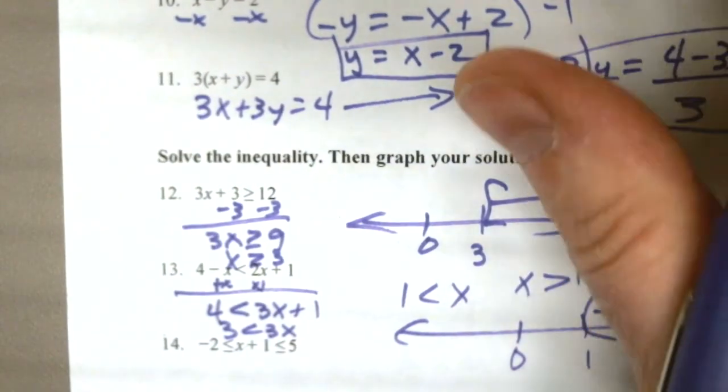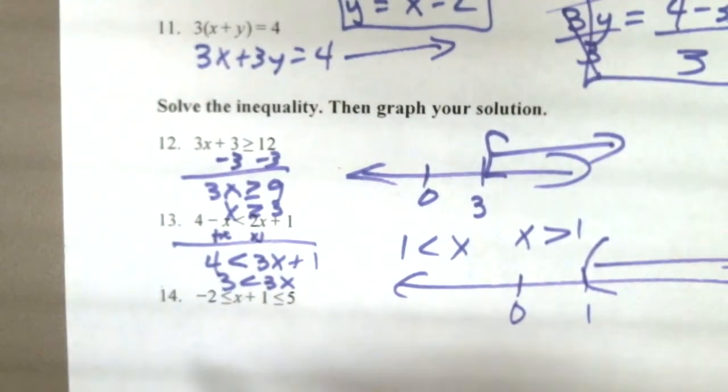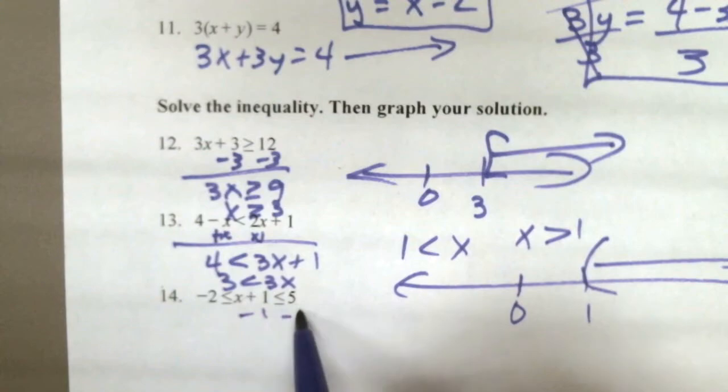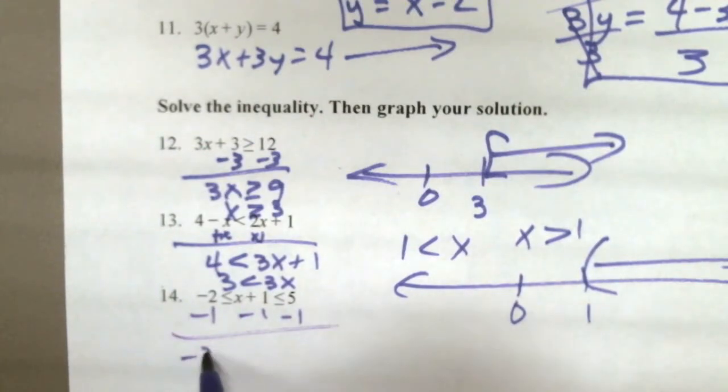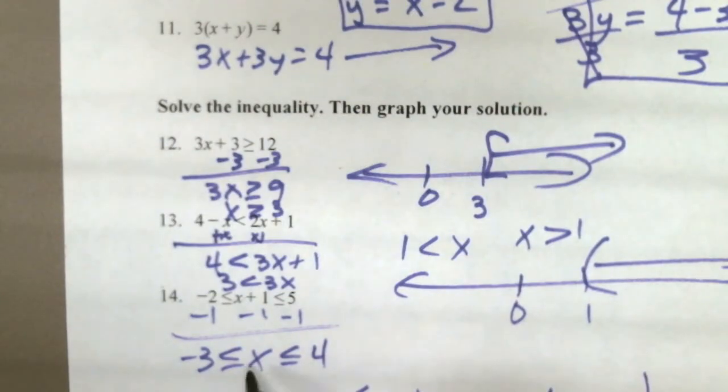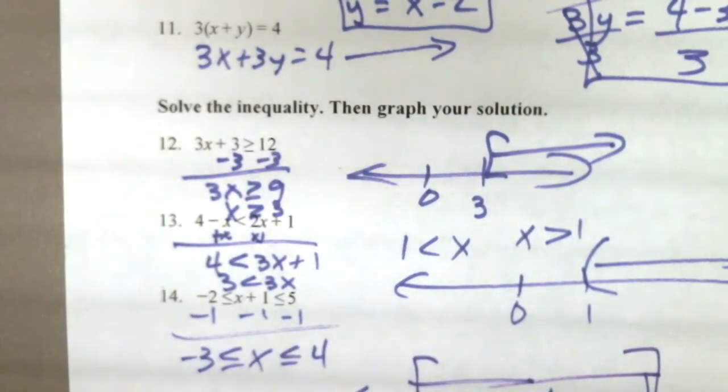In number 14, we have a compound inequality, so I'm going to subtract 1 from all three parts, and I get negative 3 is less than or equal to x is less than or equal to 4. On my graph, I'm going to have negative 3, there's 0, and there's 4. X is greater than or equal to negative 3, so I'm going to bracket that, heading that way. X is less than or equal to 4, bracket that, heading that way.